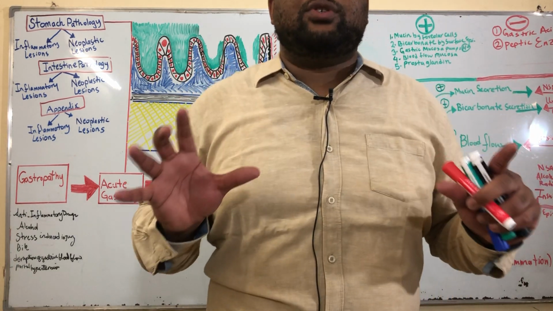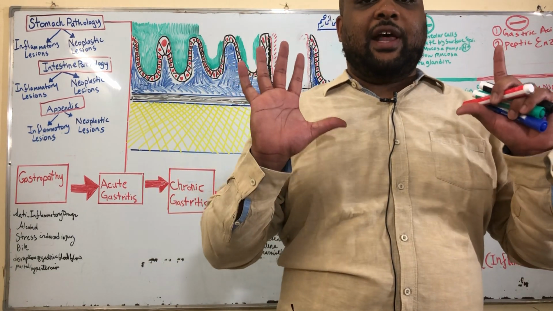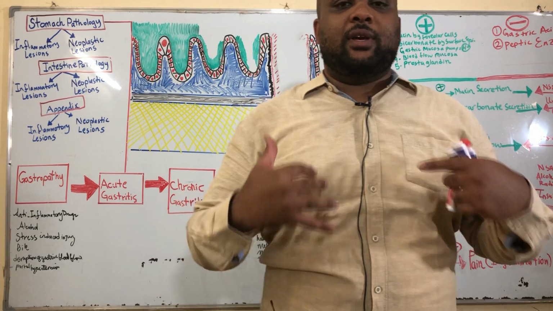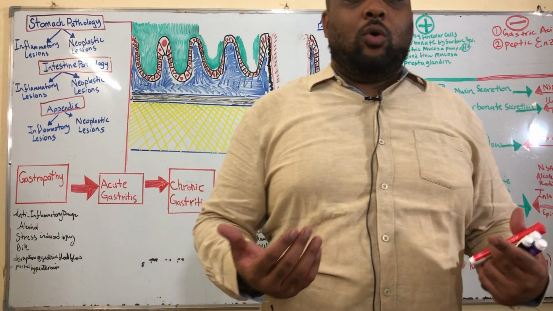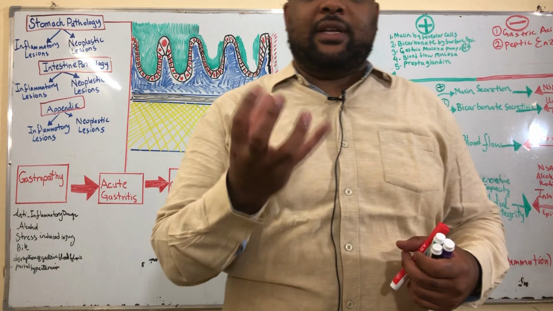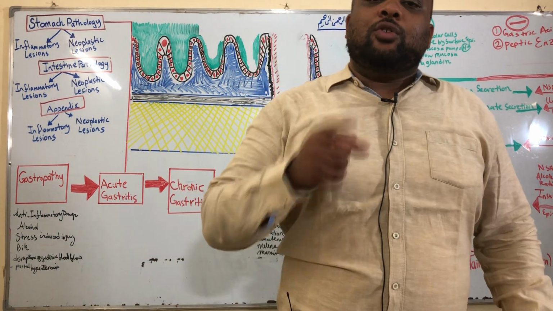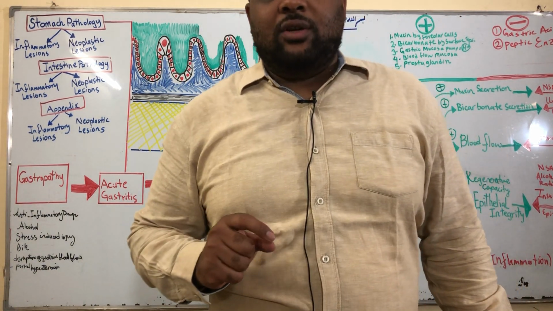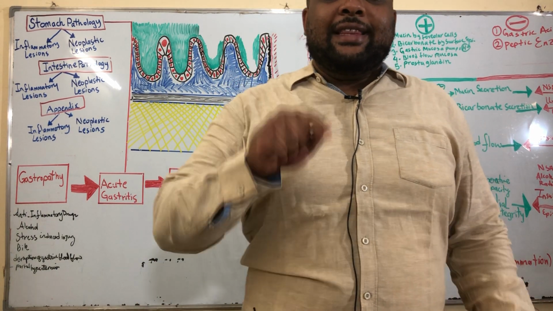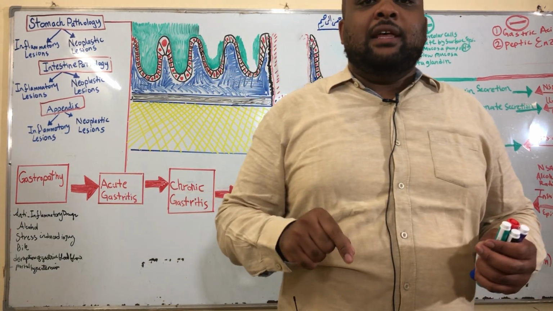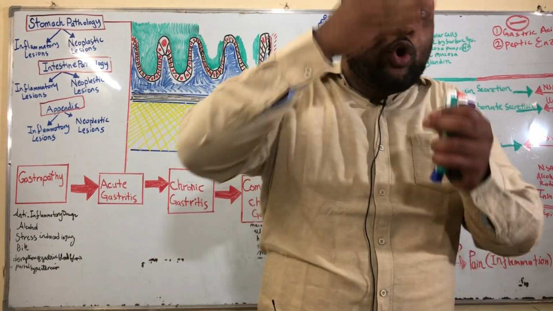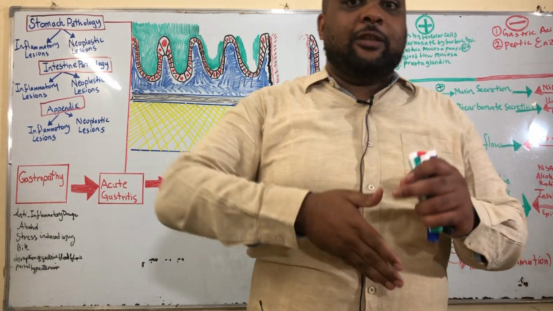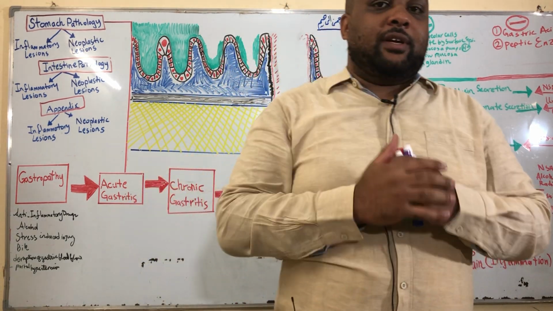And this mucosa is the line of defense that protects the stomach itself from being auto-digested or harmed by this content that it harbors. So in order to have gastritis or to have a stomach pathology, there must be a defect that causes an injury in that mucosal layer that protects the stomach.